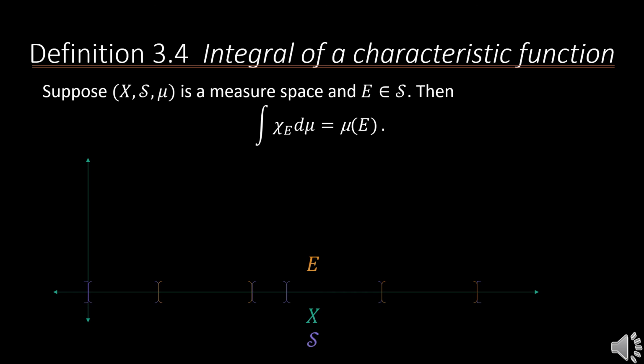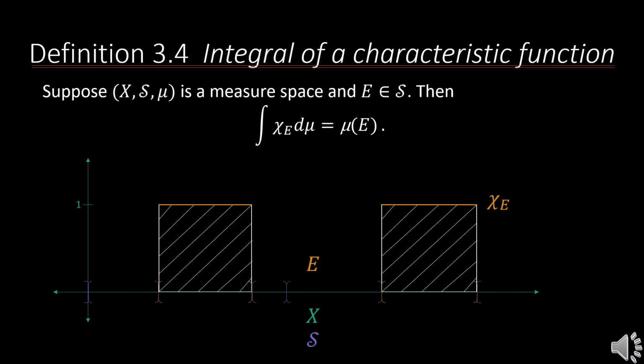Remember that the characteristic function takes on a value of 1 when our input, x, is in E, and a function value of 0 when our input x is outside of E. Thus, we have the characteristic function pictured here. To find the integral, it's consistent with what we see in Riemann integration. We are looking for the area of these boxes. The height of these boxes will always be 1. Thus, the area is just the length. This is where we arrive at our measure of E, because what we care about is the length of the interval E for the area under the curve.